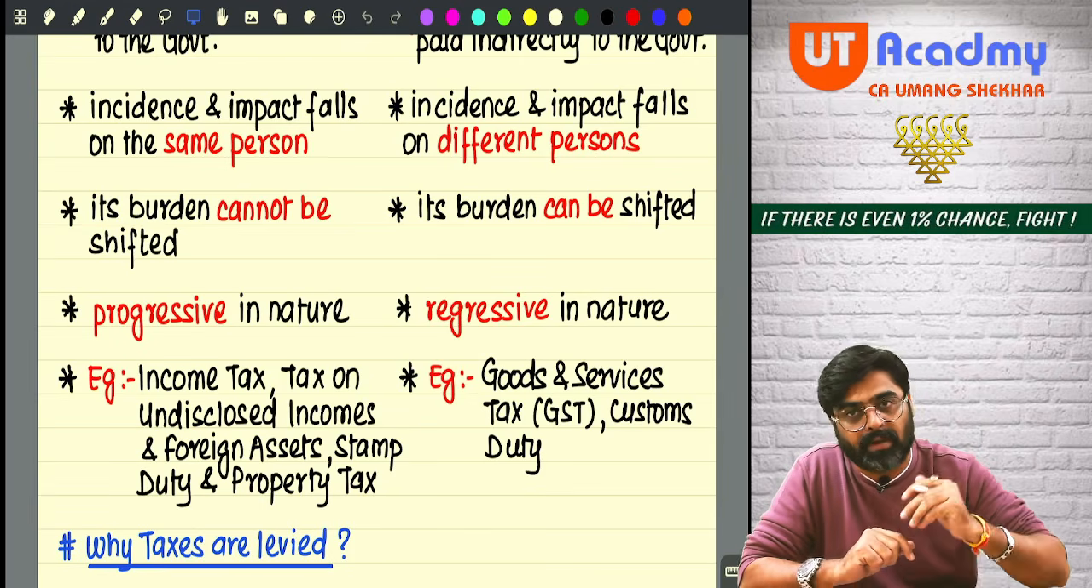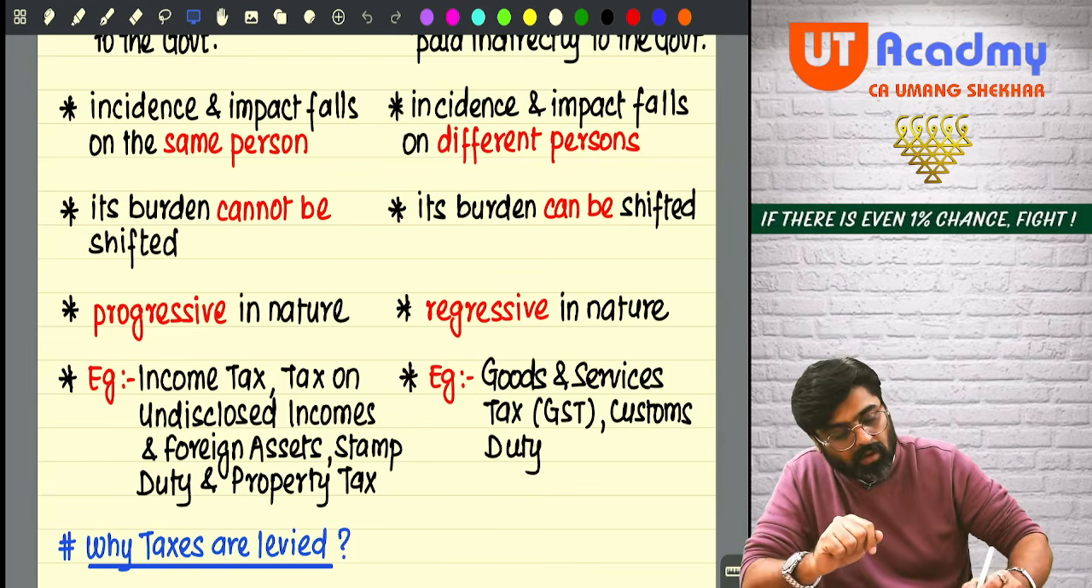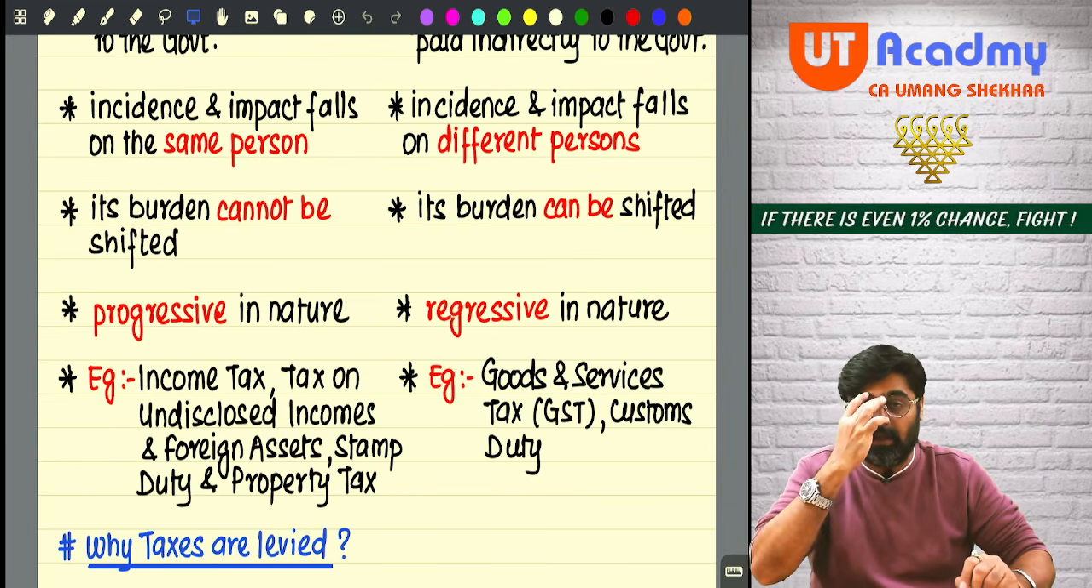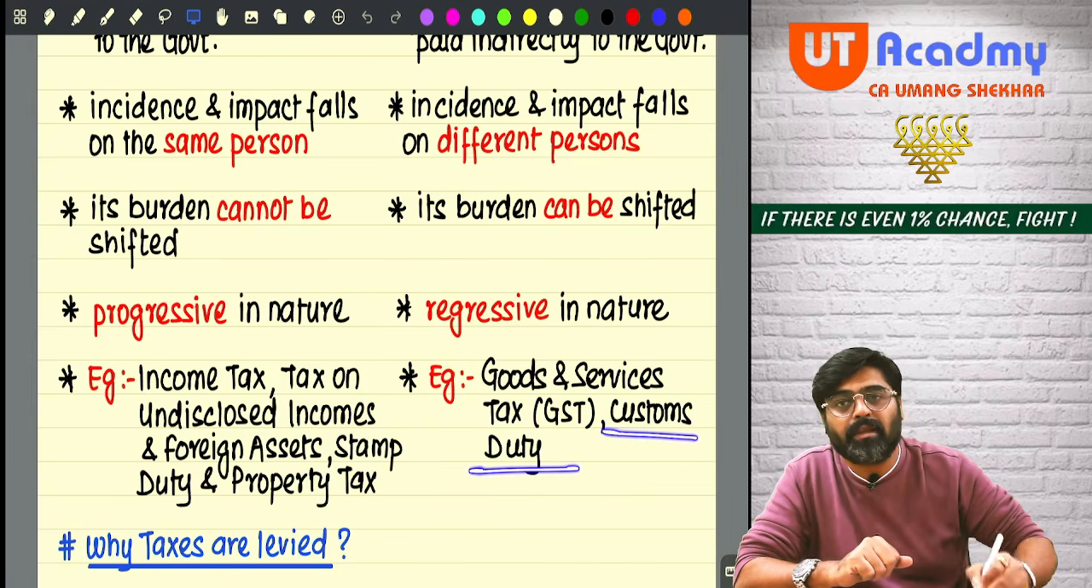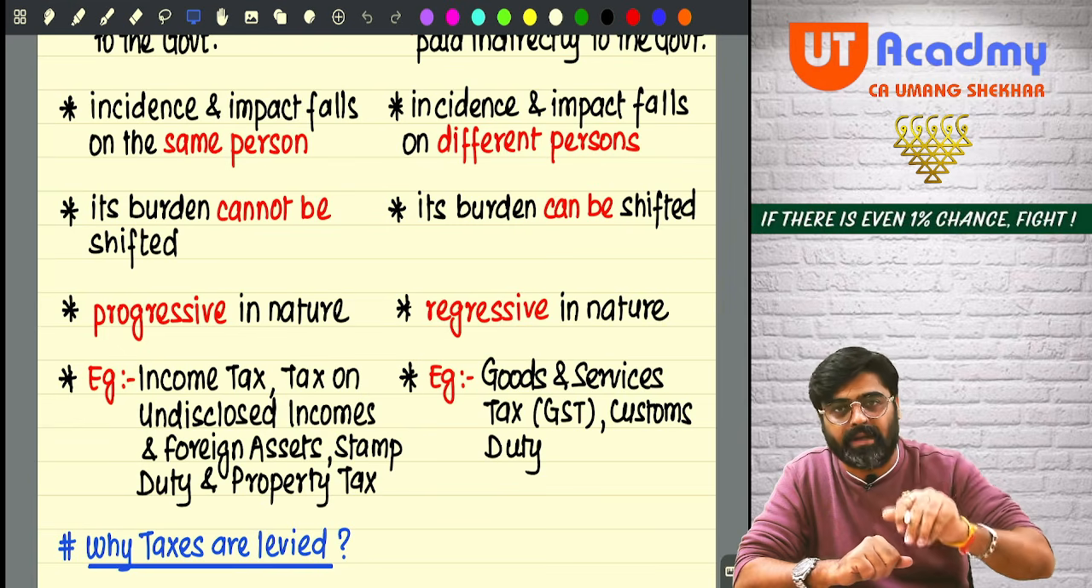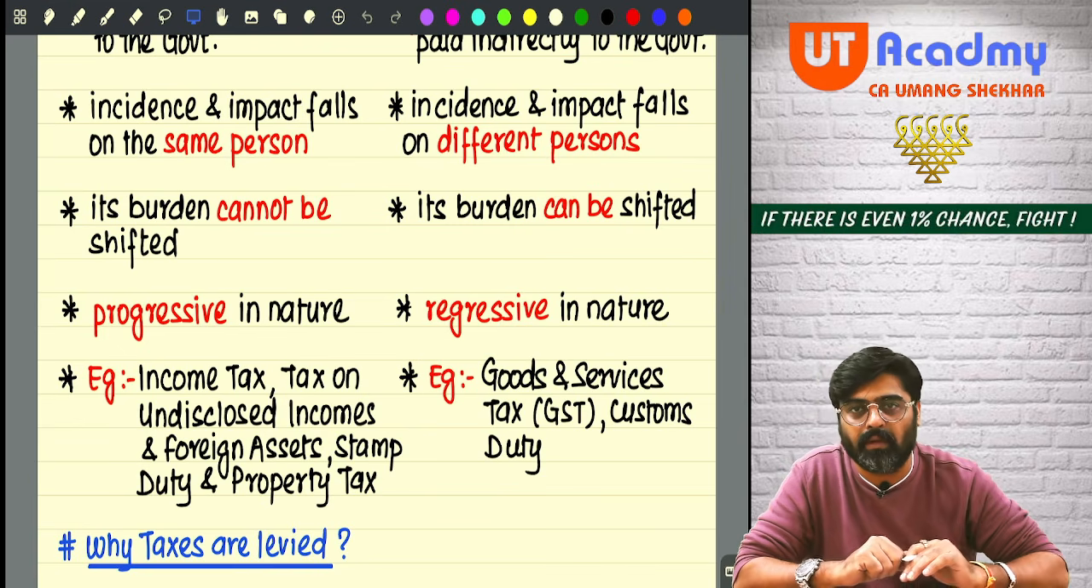You go and directly pay to the government. Okay. Now, GST is the best example of what? Indirect tax. There is one more example of indirect tax, which is customs duty. But this customs duty is not there in your syllabus right now, that you will be learning in CA final.